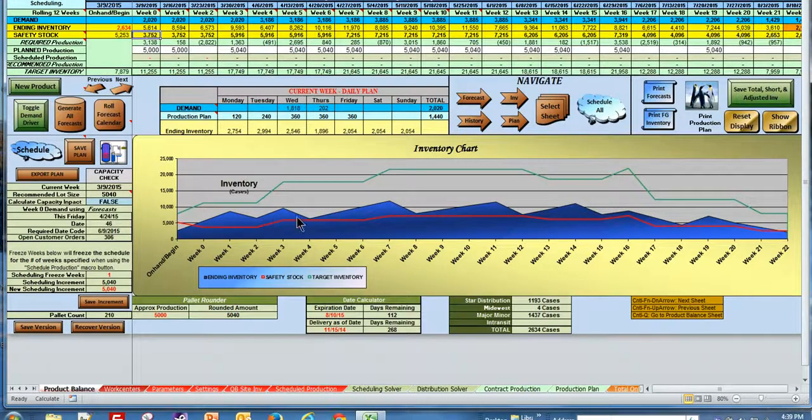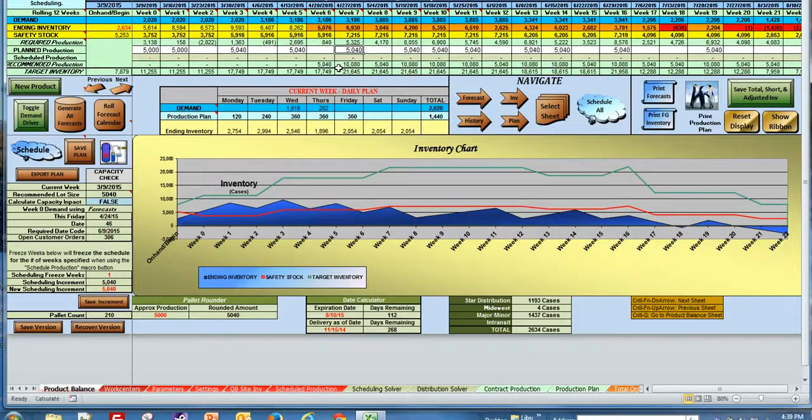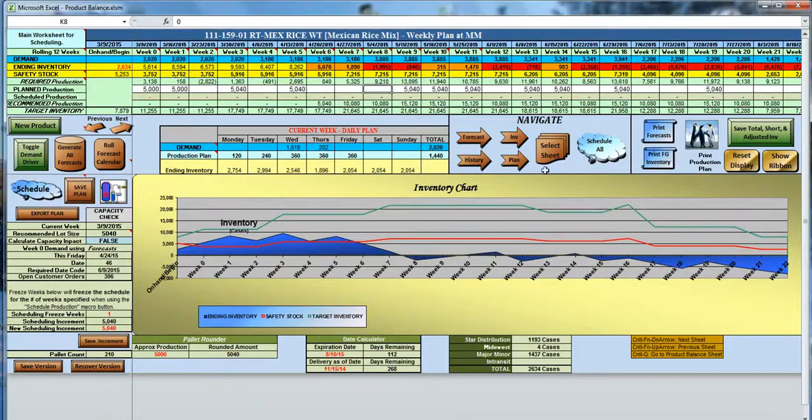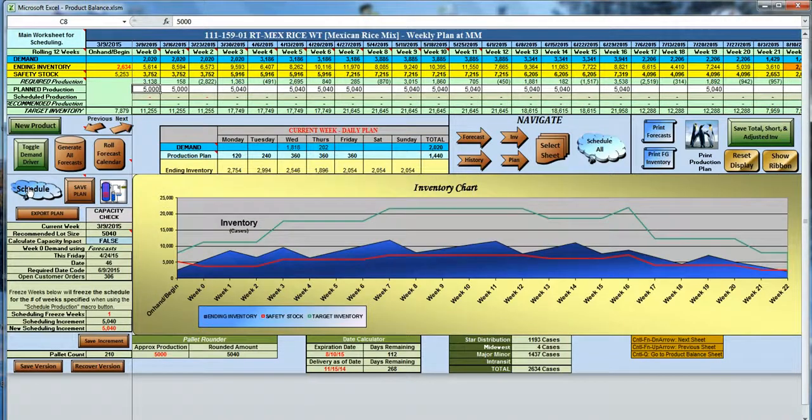So notice every time we're touching the red line here, which is our calculated safety stock, that's when production is being planned. When we use the automatic scheduler, let's take out a couple of these just to illustrate it again here. Alright, we're dipping down below our safety stock and actually stocking out. Now we're going to schedule again, and notice where it places the production schedules. It's placing them just when it's hitting that safety stock.